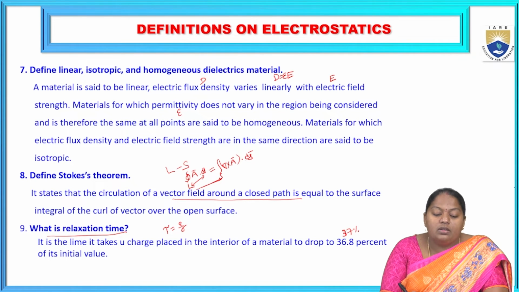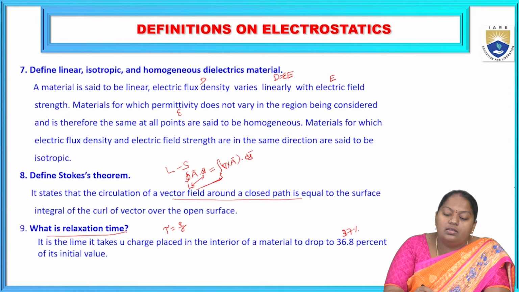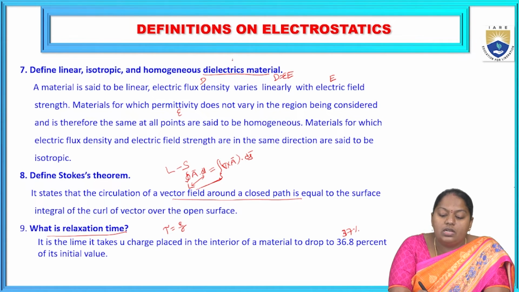Next is the isotropic one. To define this, materials for which the electric flux density and electric field intensity are both in the same direction are said to be isotropic dielectric materials. Generally, dielectric materials are nothing but insulating materials.